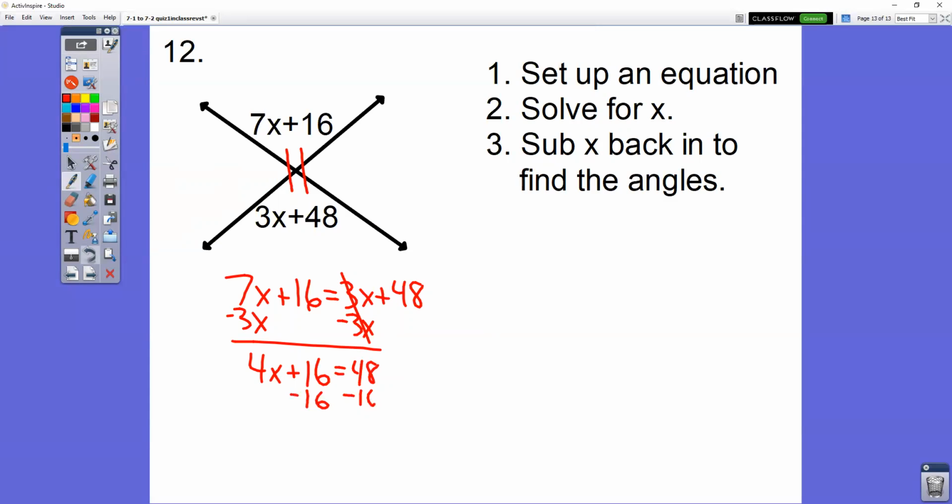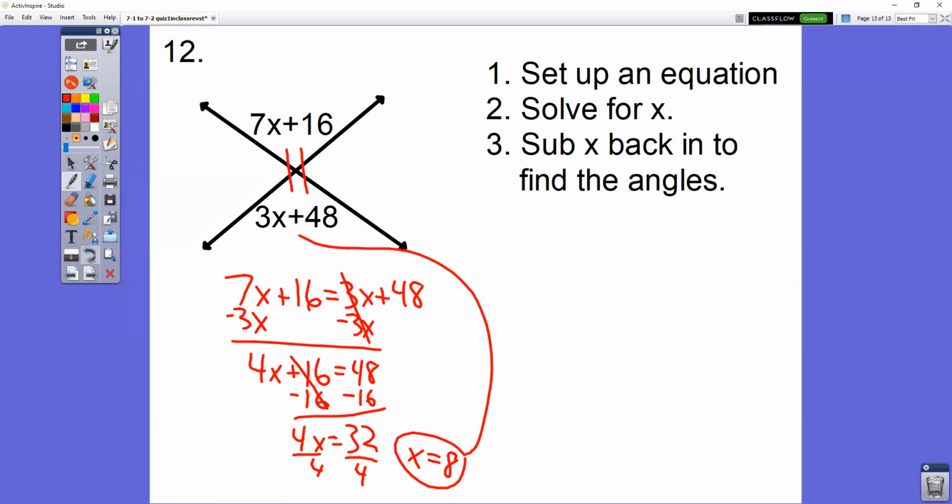Minus 16, minus 16. So I have 4x equals 32. Divide by 4, you get x equals 8 when you solve it. Sub it back in. 7 times 8 is 56. 56 plus 16 gives you 72. 3 times 8 is 24, plus 48 is 72. So we get 72 and 72.